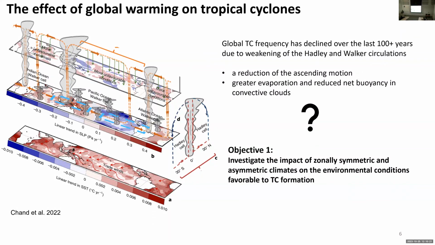However, this is not the only answer to this question. A lot of research gives a series of opposite answers. So this topic is under debate right now. This leads to our first objective: we want to investigate the impact of zonal symmetry, that means without the Walker circulations, the zonal overturning.